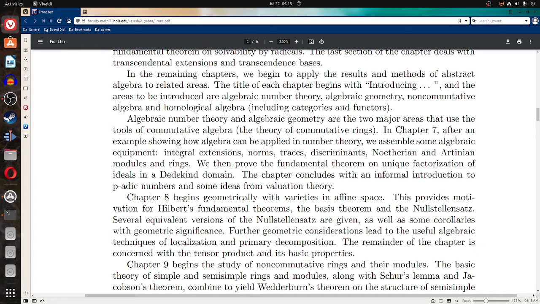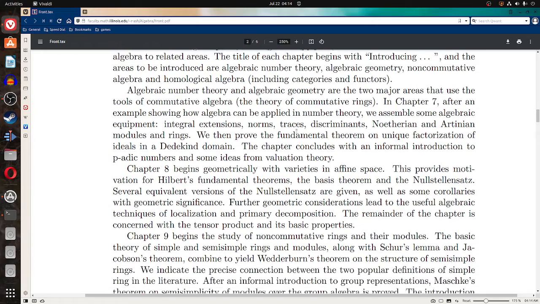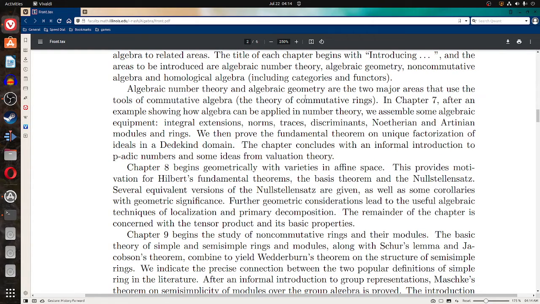In the remaining chapters, we begin to apply the results and methods of abstract algebra to related areas. The title of each chapter begins with "Introducing," and the areas to be introduced are algebraic number theory, algebraic geometry, non-commutative algebra, and homological algebra, including categories and functors. Algebraic number theory and algebraic geometry are the two major areas that use the tools of commutative algebra, the theory of commutative rings.